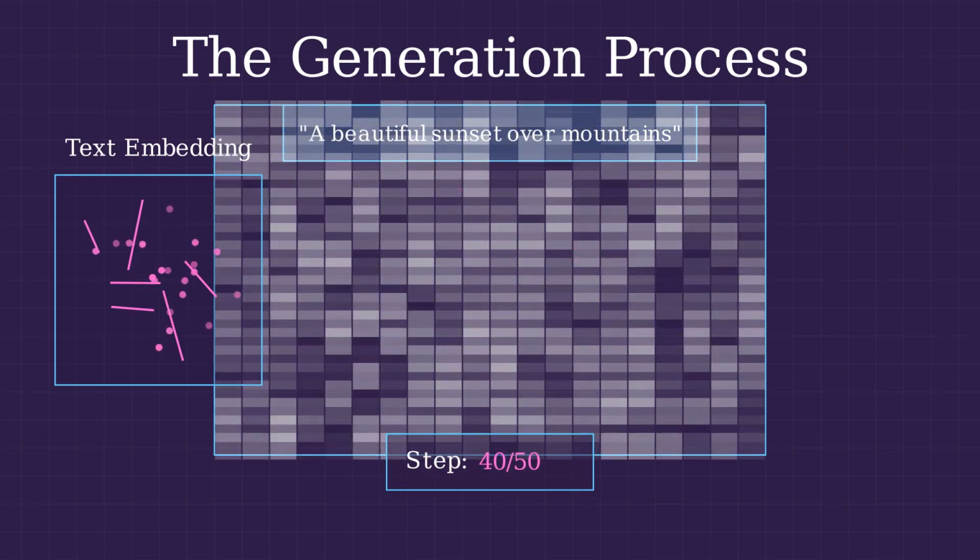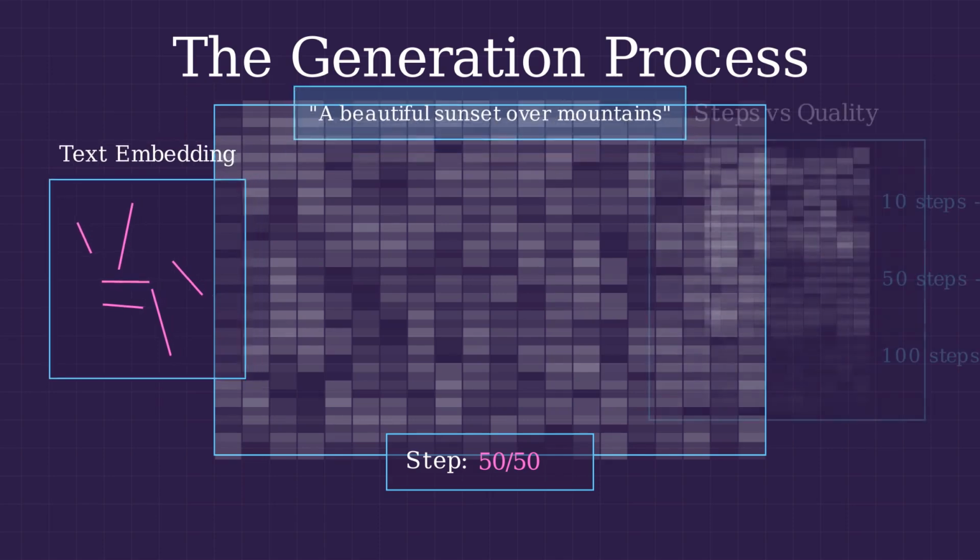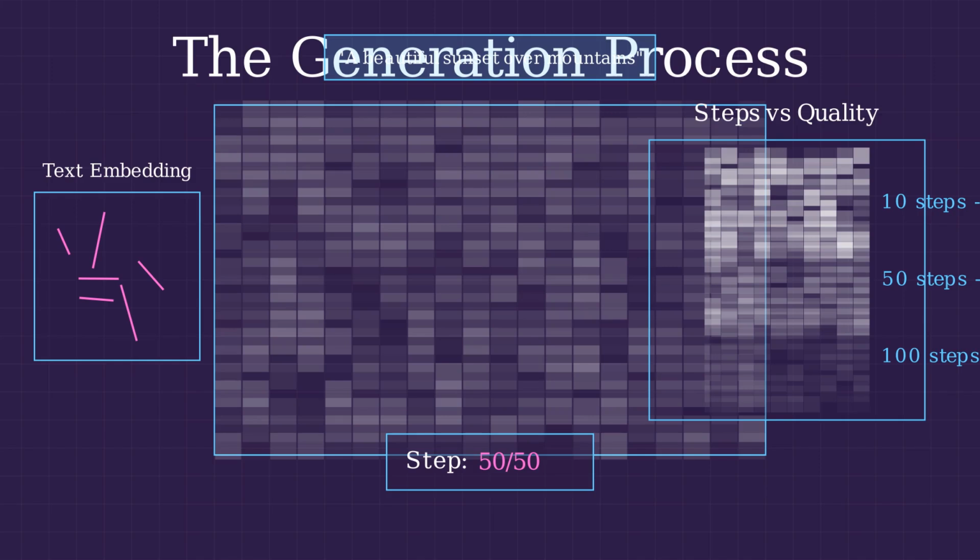At each step, the model uses the text embedding to guide the denoising, gradually transforming the random noise into a coherent image that matches the text description. The number of steps significantly affects both the quality of the generated image and the time required. Fewer steps are faster but produce lower quality results, while more steps yield higher quality at the cost of longer generation time. This iterative refinement process is the heart of text-to-image diffusion models, transforming pure randomness into structured, meaningful images that reflect the input text.